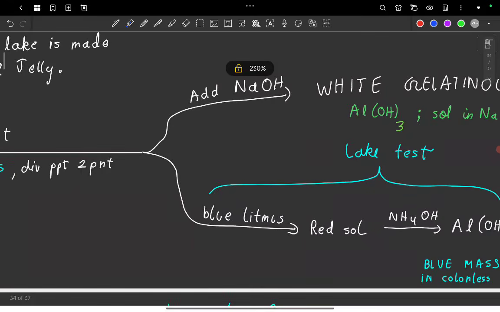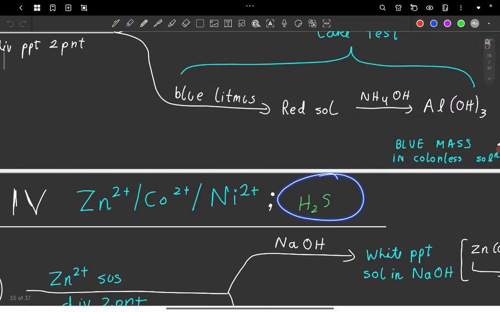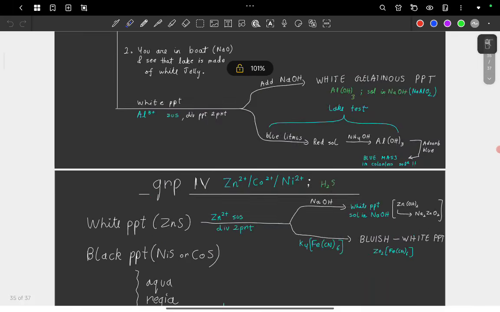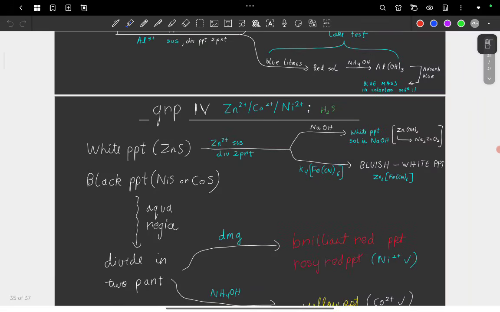Towards the end of the test, you are adding NH4OH, which made the solution more basic. And hence, now when you are passing H2S, this is H2S in alkaline medium. And JEE can ask you, or NEET can ask you, alkaline H2S. So this is the test for zinc, cobalt, and nickel.